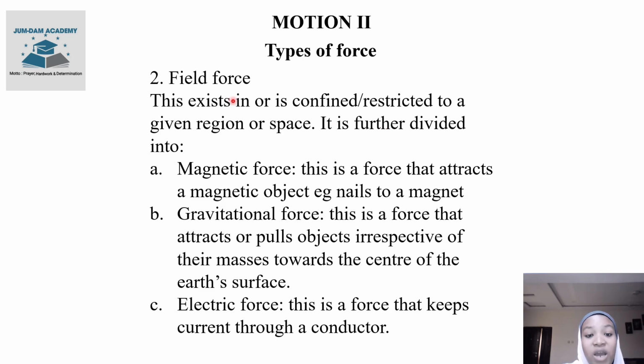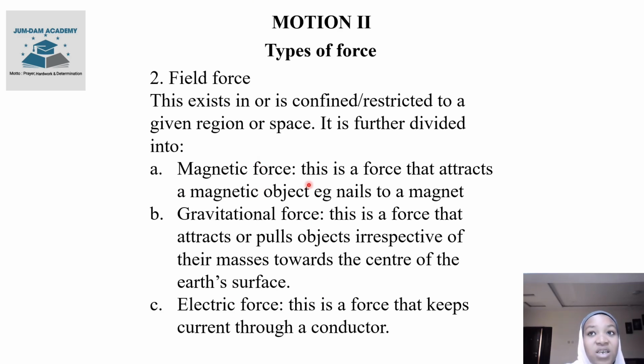Then the second type of force, which is a field force or non-contact force. It is a type of force that you don't need to touch something for the force to be exerted, and it exists in or is confined or restricted to a given space or region, and it is further divided into three. We have magnetic force.